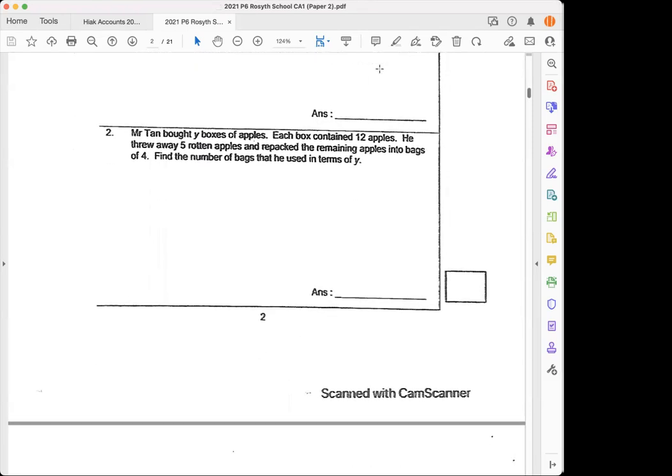Question number 2 is an algebra question. Mr. Tan bought Y boxes of apples. Each box contained 12 apples. He threw away 5 rotten apples and he packed the remaining apples into bags of 4. Find the number of bags that he used in terms of Y. So there are Y boxes, and in each box there are 12 apples. So altogether, the total number of apples will be Y boxes multiplied by 12 apples in each box, and you get 12Y apples in total.